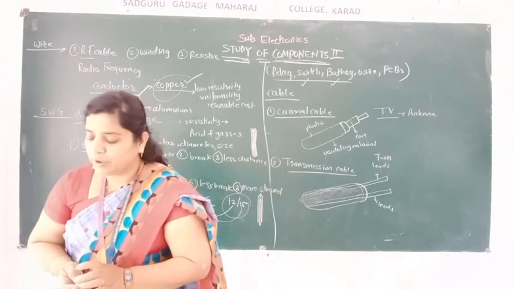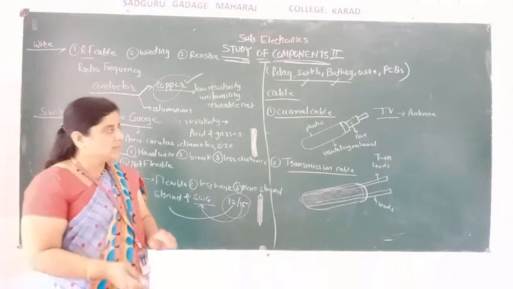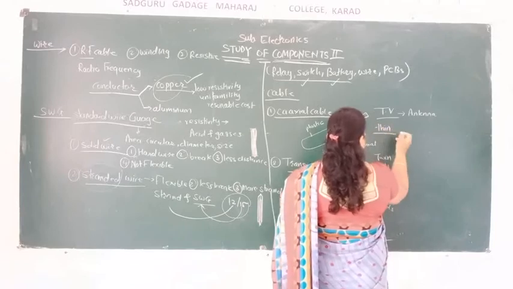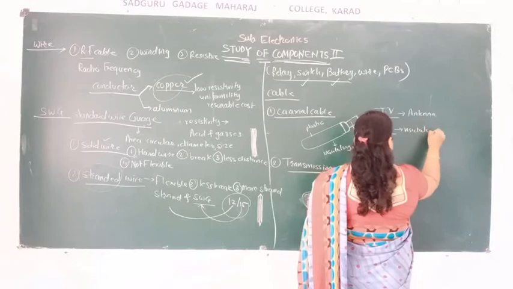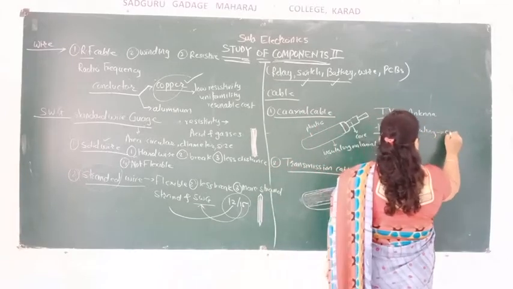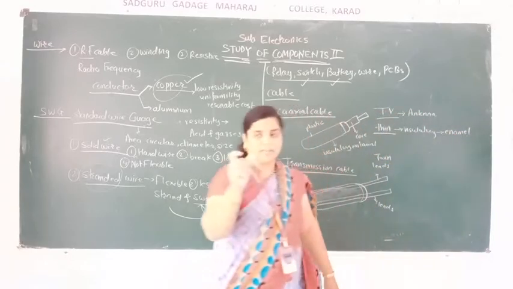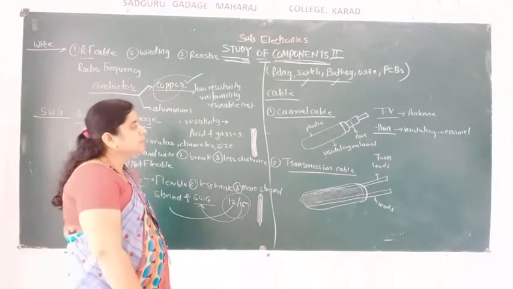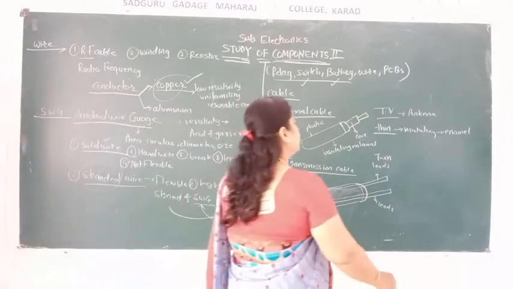So one thing you have to remember, if the cable is thin then its insulating coating is made up of enamel. If the cable is thin, its insulating material, the cover on top, is made up of enamel material. If the heavy wire is there, then it is covered with rubber.